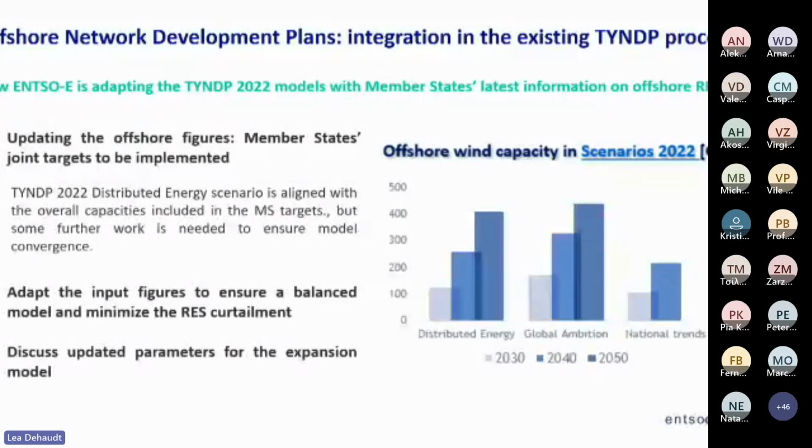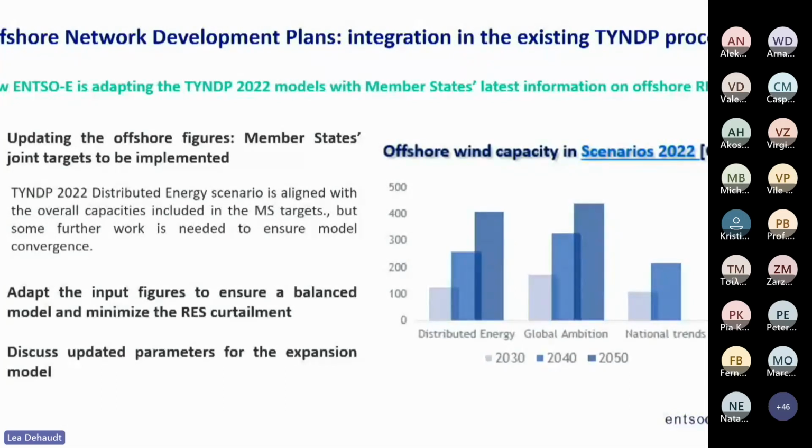And so then we look at the input data. Some need to be adjusted, but essentially we use the TYNDP 22 for this very first edition. Later on, as you have seen in Rodrigo's presentation, we merge the processes of the ONDP and the TYNDP, so the classic 10-year network development plan, and then all will be done in one process.